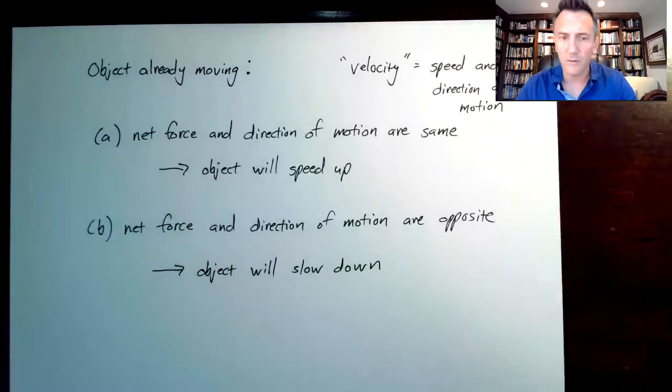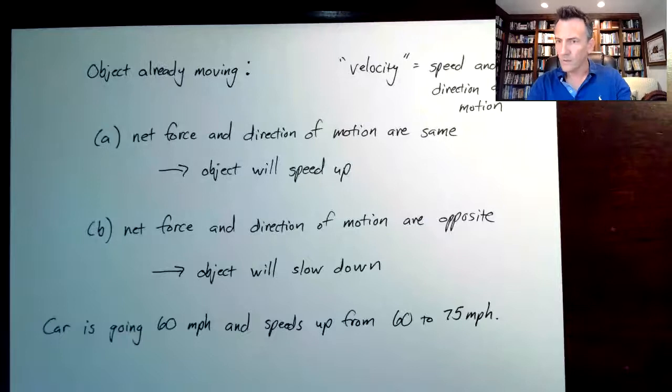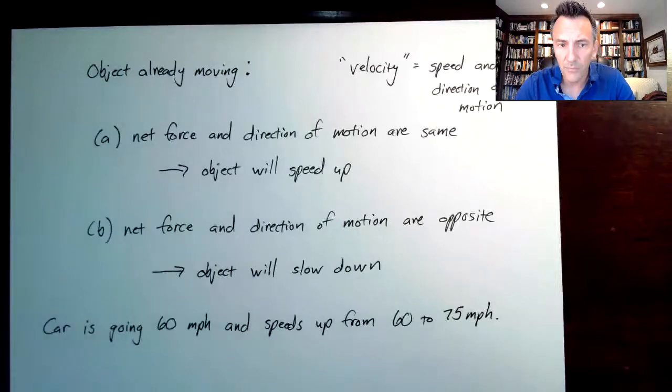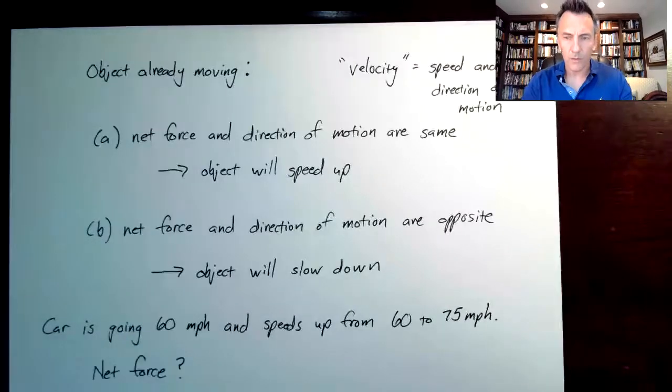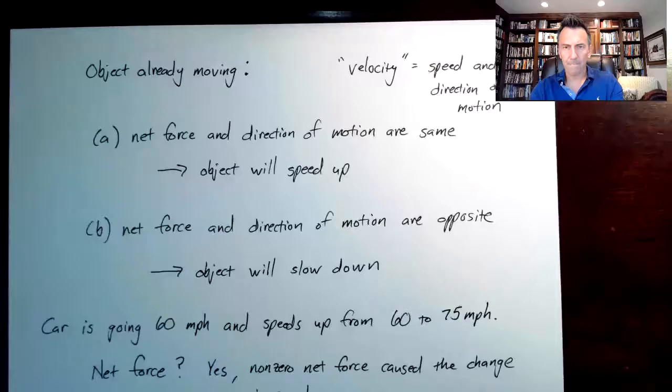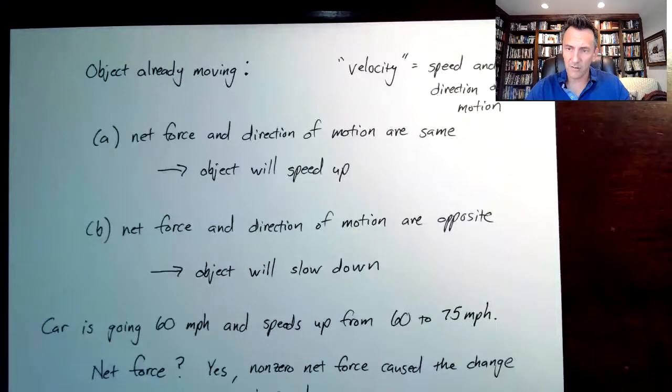So let's return to the car on the highway example. Let's take our car that was going 60 miles per hour and suppose it speeds up from 60 to 75 miles per hour. While it's speeding up, was there a net force on the car? Well, if its speed was changing, then Newton's second law tells us there must be a net force acting on the car. So just to be extra clear, Newton's second law is telling us that there's a change in speed if and only if there's a non-zero net force.